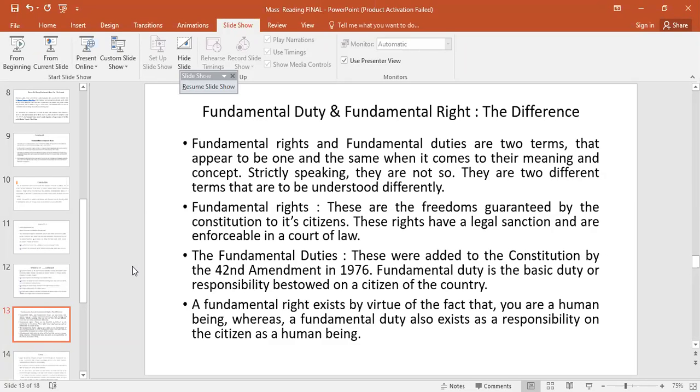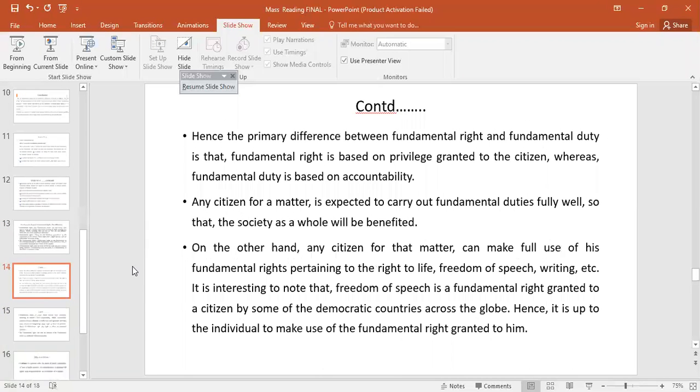Fundamental duties: these were added to the Constitution by the 42nd Amendment in 1976. Fundamental duty is the basic duty or responsibility bestowed on a citizen of the country. A fundamental right exists by virtue of the fact that you are a human being, whereas a fundamental duty also exists as a responsibility on the citizen as a human being. Hence, the primary difference between fundamental right and fundamental duty is that fundamental right is based on privilege granted to the citizen, whereas fundamental duty is based on accountability.